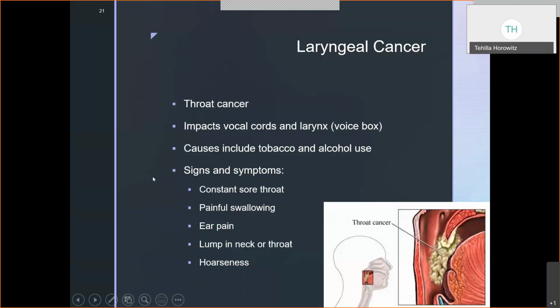But throat cancer can impact your vocal cords. So if you've ever seen those commercials, or maybe seen someone who has a little hole in their throat and uses a device, that's a puncture. Some signs and symptoms would be a persistent sore throat, pain and swelling in the throat, ear pain, or sometimes a lump in the neck or throat.